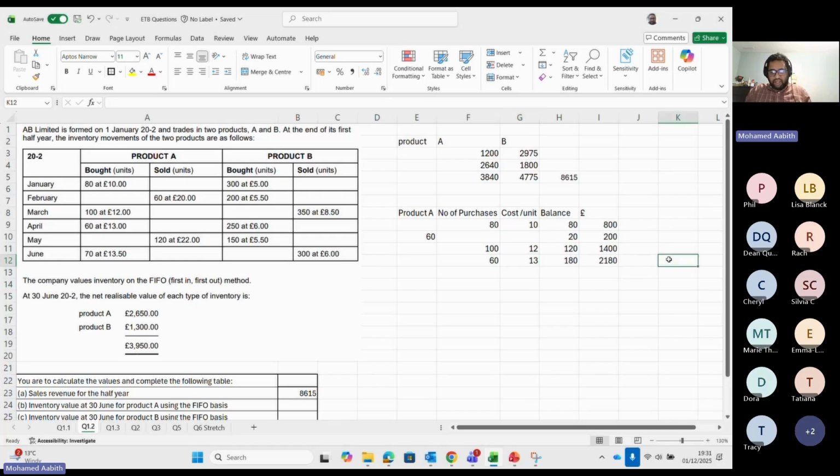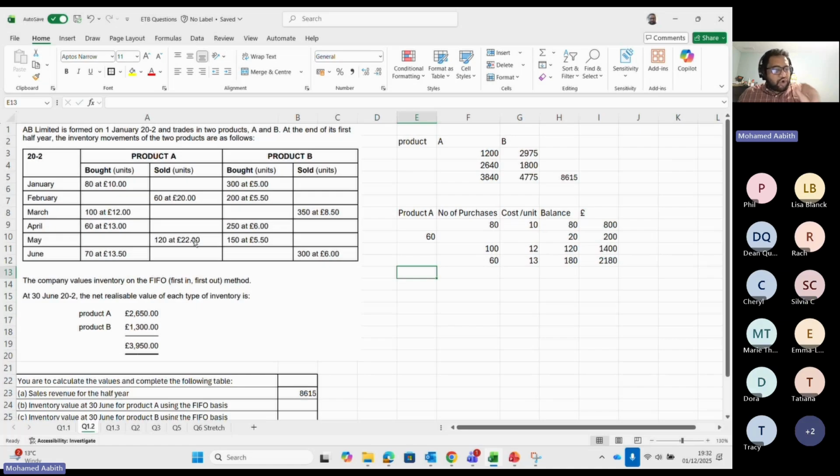So let's prove it again. This times that number, it is going to be how much? 780 pounds, and we add 1,400, which is my existing stock, and it's going to be coming up to 2,180 pounds. That is fine. But now at that time on May, what we have done, we have sold 120 items.